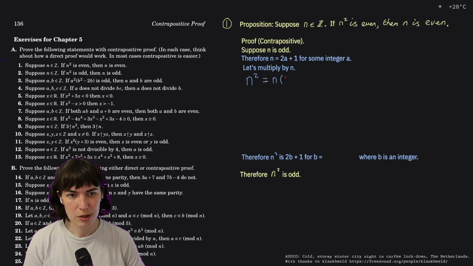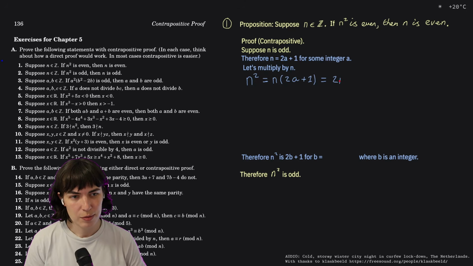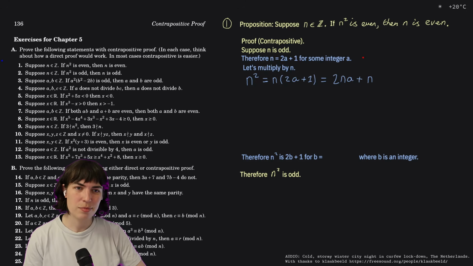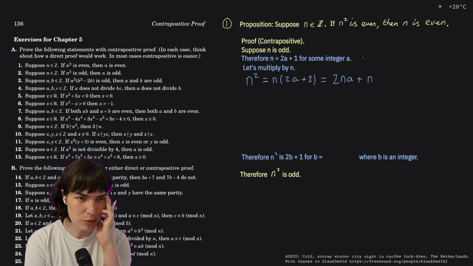Let me just do this a little bit more verbosely. 2a plus 1, which equals 2na. Well, that's not good, is it? Okay, let me try that again. 2n a plus n. That's not really getting us anywhere. We've not got a plus-one-able thing.